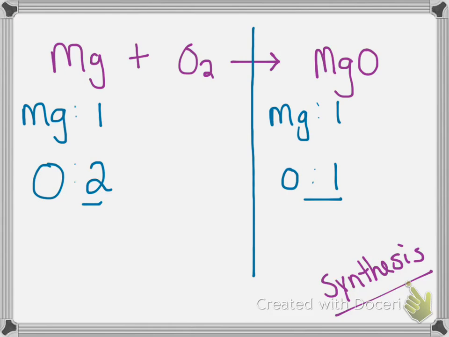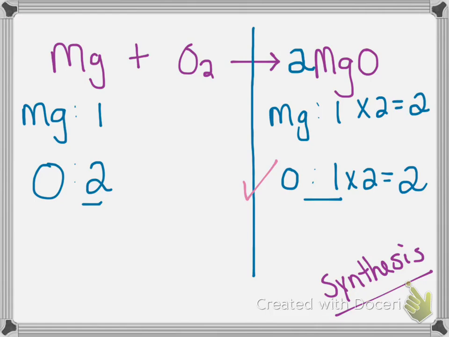Now remember, the only way you can change a chemical formula is by putting a coefficient. We cannot add subscripts. So if we need to have 2 oxygens and we only have 1, we're going to put a 2 in front of our MgO. And what that's going to do is multiply everything that it's in front of by 2. So this will change our magnesiums to 2 and our oxygens to 2. So now our oxygens are balanced, so we can put a check by those.